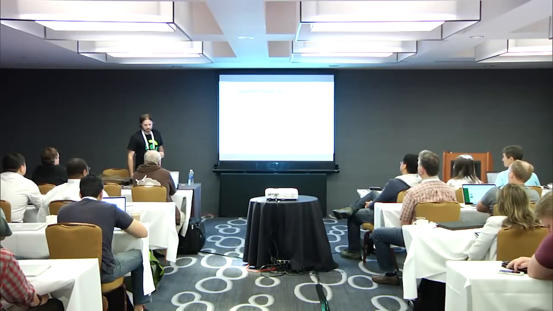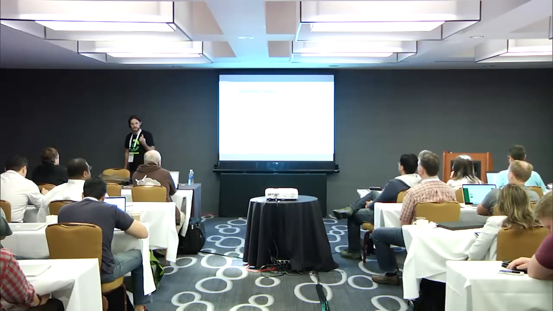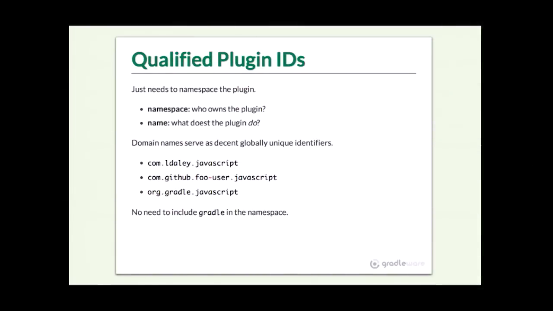Okay, so it's not that difficult. The ID just needs to be broken into two things, the namespace and the name. The namespace just has to indicate who owns the plugin or where it comes from. And the name says what the plugin does. We have a pretty strong convention for this in the Java space. We tend to use reverse domain names. That has served us pretty well, so we're going with that as a standard approach. So I have a website called ldaily.com. If I produce a JavaScript plugin and I want to put that out under my name, a decent ID for that would be com.ldaily.javascript.